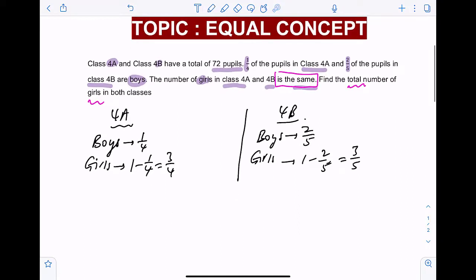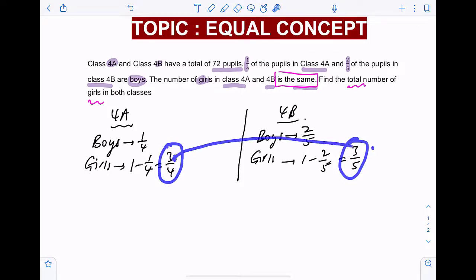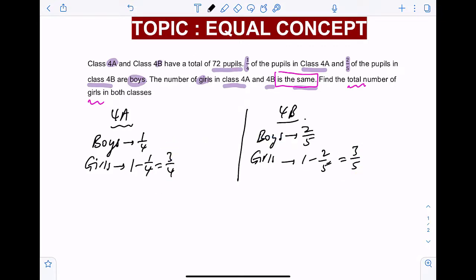Alright, so they have said that the girls should be the same. In fact, we have very nicely put it as 3/4 and 3/5, and the numerator is already the same. So what we write down is this: 3/4 of 4A students will be the same as 3/5 of 4B students, and we just need to make sure the numerator is the same. In this case, very nicely, it's the same.